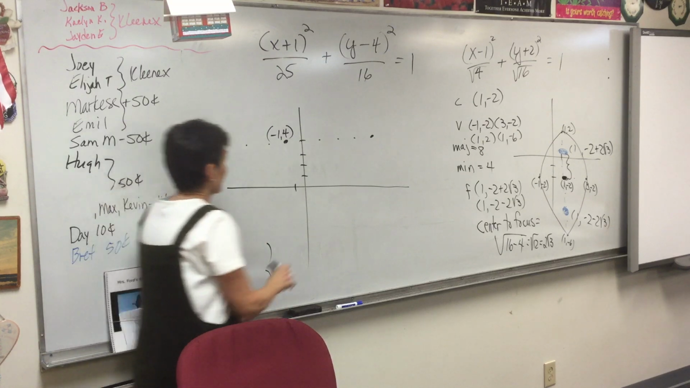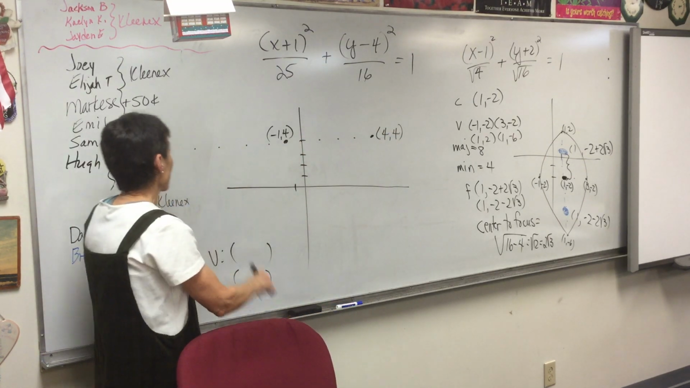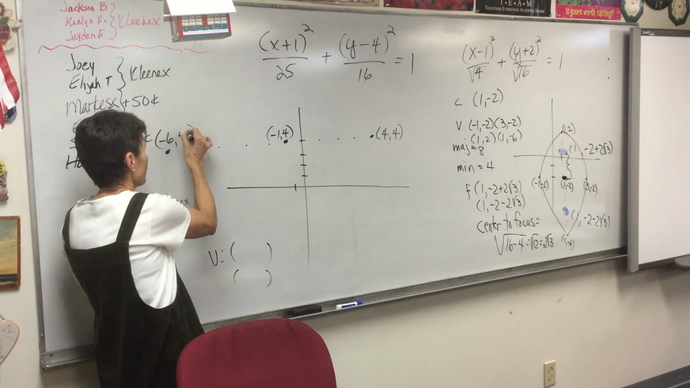4, 4. So James says this is 4, 4. Is he right? Yeah. Negative 6, 4. Yep.